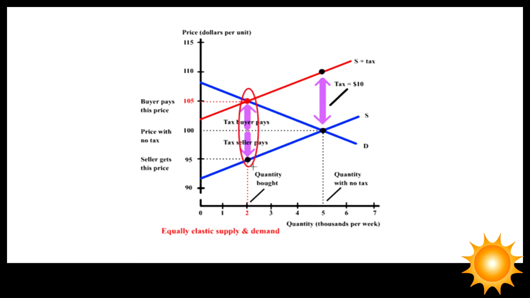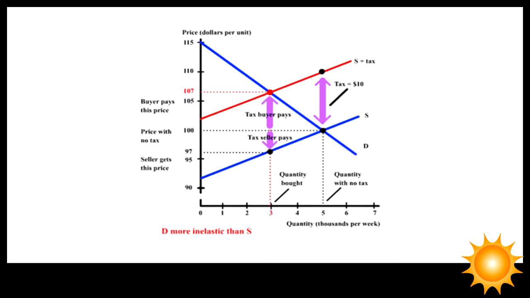Because the absolute slopes of the supply and demand curves are identical, this angle measures the slope of the supply curve, and this angle measures the slope of the demand curve. These slope angles are equal. Equal slope angles mean equal elasticity of supply and demand. If the absolute slopes of the supply and demand curves are not identical, the relative shares of the per unit sales tax will not be equal.